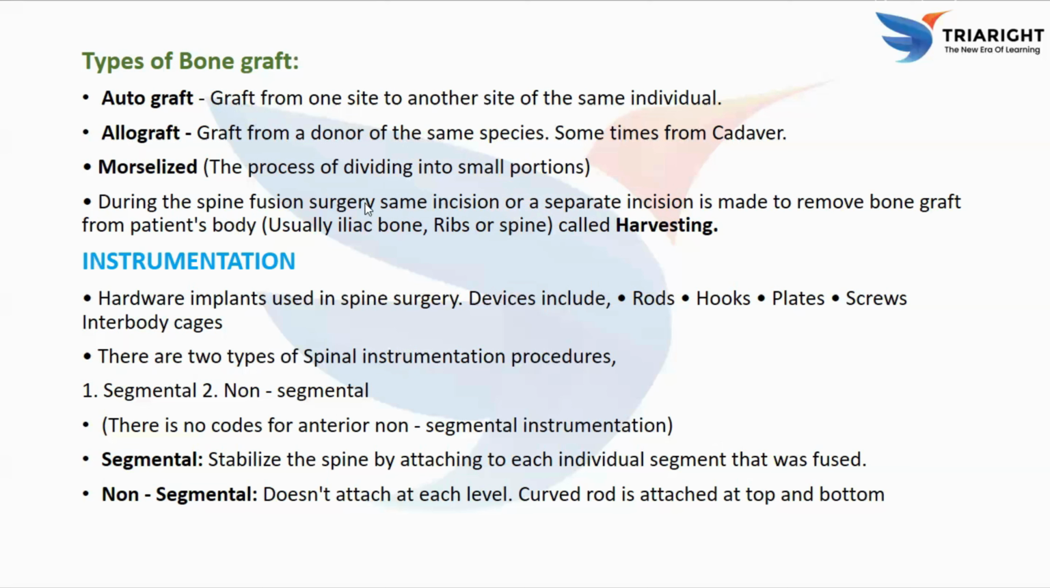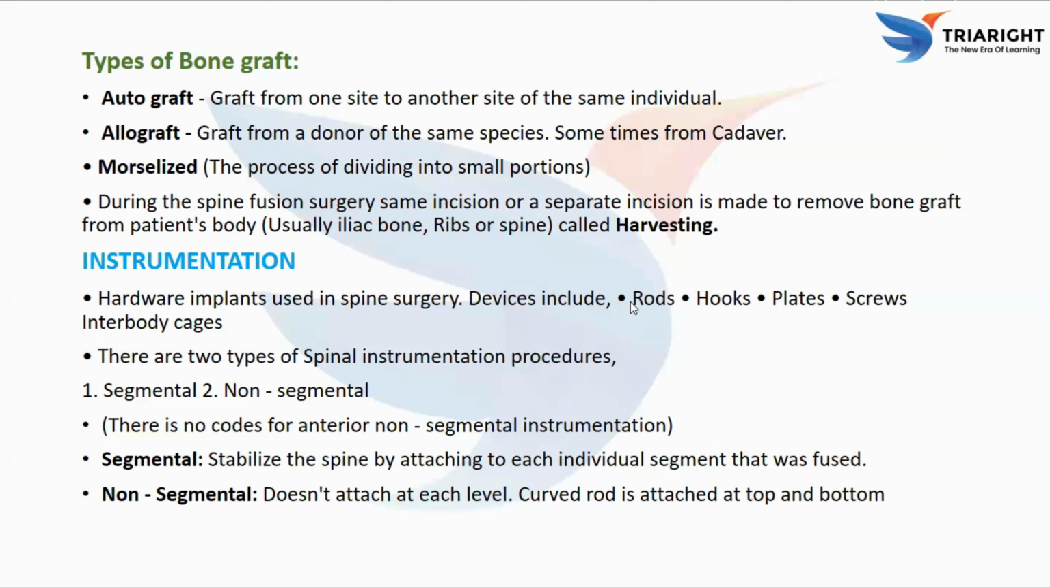So what is bone graft harvesting? It's the surgical removal of the bone graft from the patient. How is it done? Through the same incision as the fusion surgery or a separate incision. So what are the common harvest sites? Iliac crest, ribs and the spine itself.